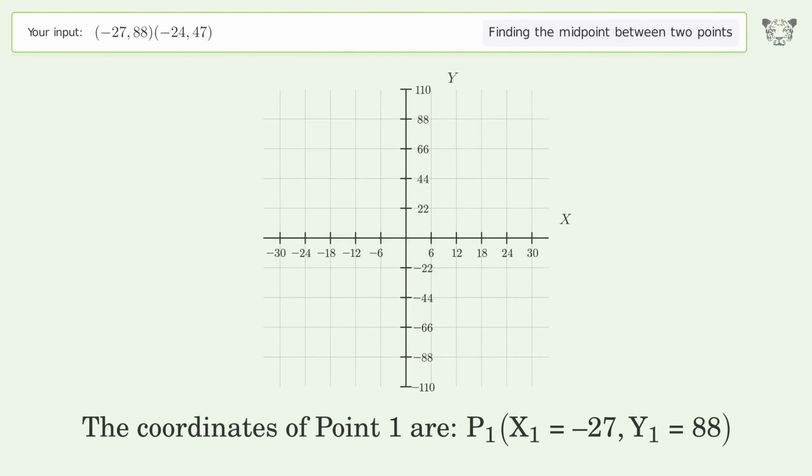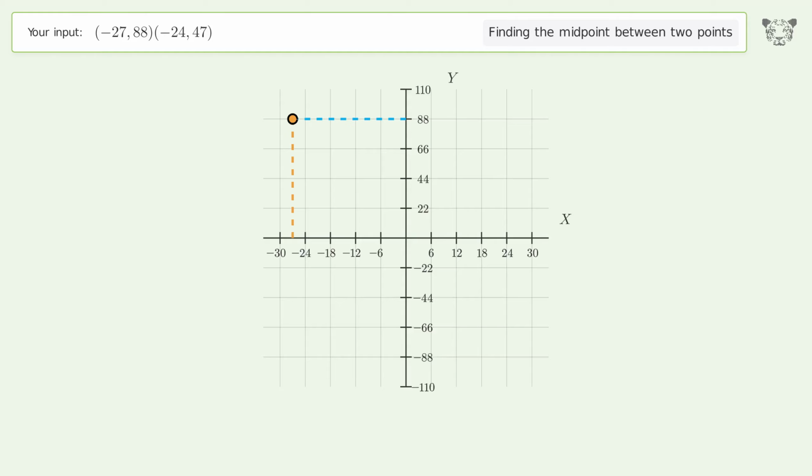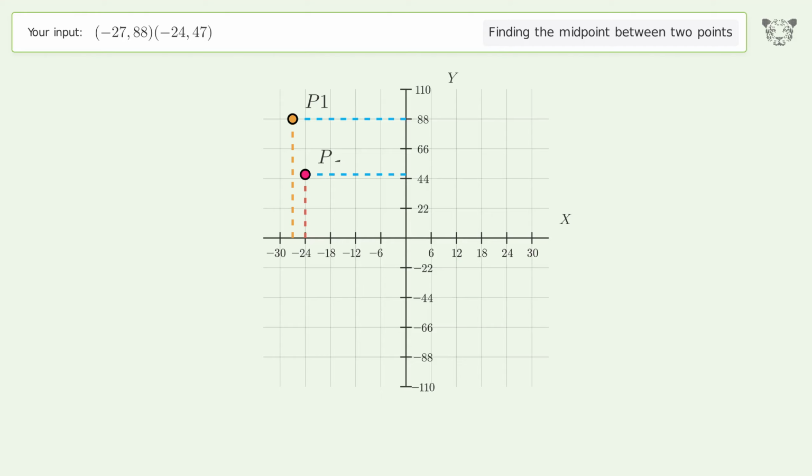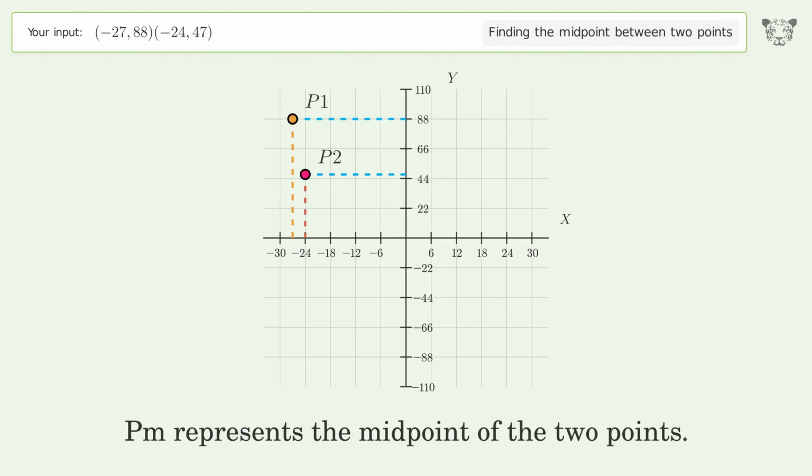The coordinates of point 1 are x1 equals negative 27, y1 equals 88. The coordinates of point 2 are x2 equals negative 24, y2 equals 47. PM represents the midpoint of the 2 points.